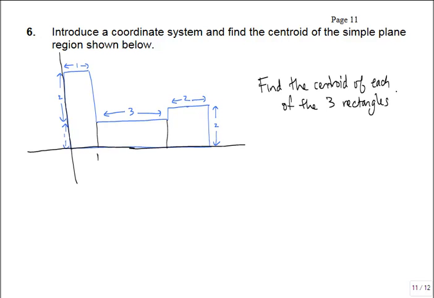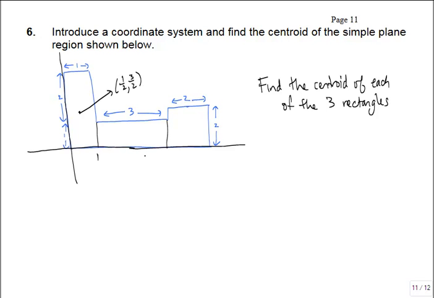And you should be able to just see what it is. If the width of this first rectangle is 1, then your centroid is going to be halfway in between. So the x-coordinate is going to be a half, and the height of this rectangle is 3, so half of 3 would be 1.5. So the centroid right here in the middle is going to be 1/2 for the x and 3/2 for the y.